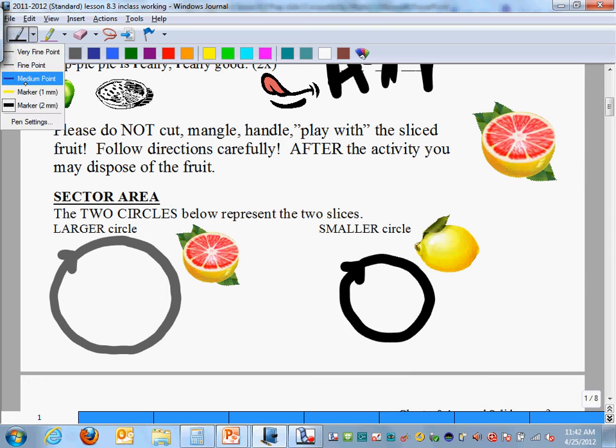Technically it's a clementine. Yes, I stand corrected. Put this down here, 360 degrees, 360 degrees.